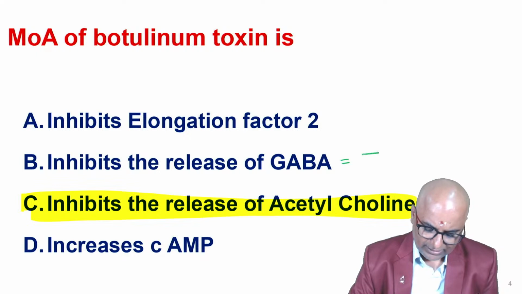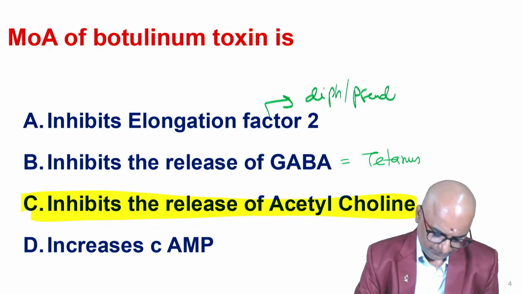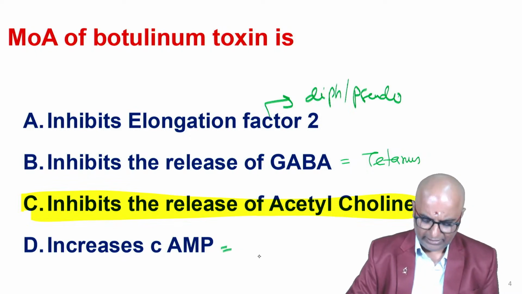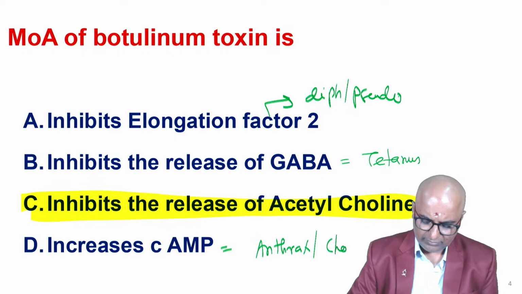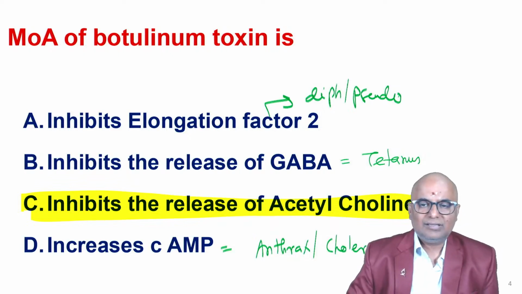GABA, glycine by tetanus toxin. Elongation factor 2, diphtheria toxin and pseudomonas toxin. Cyclic AMP, many toxins, for example anthrax, cholera, many. This question also came from DFX.